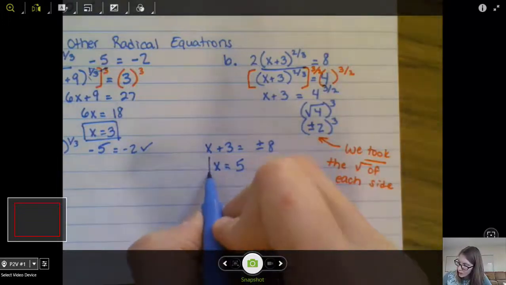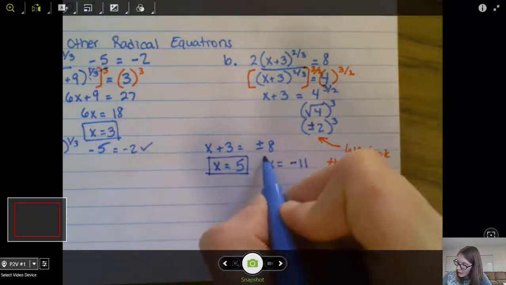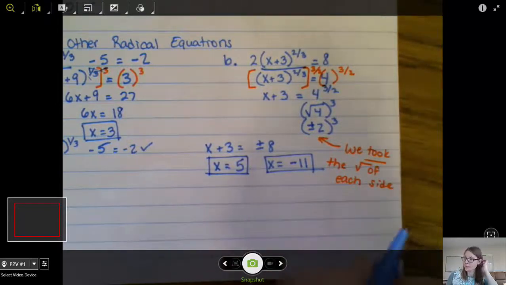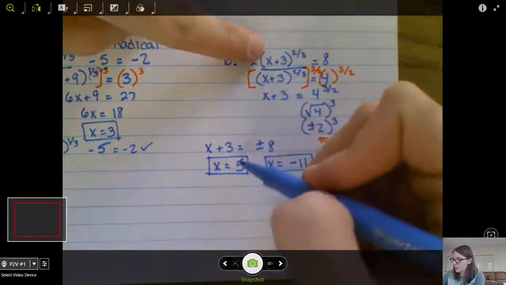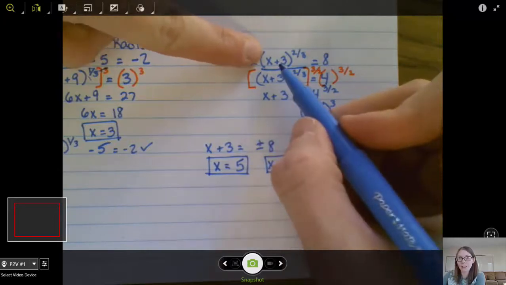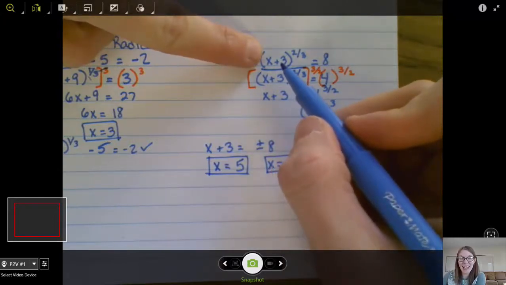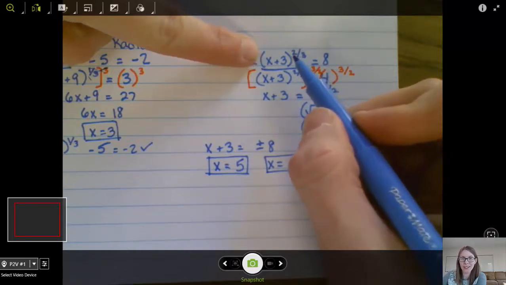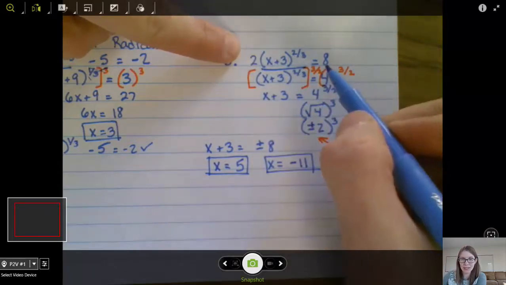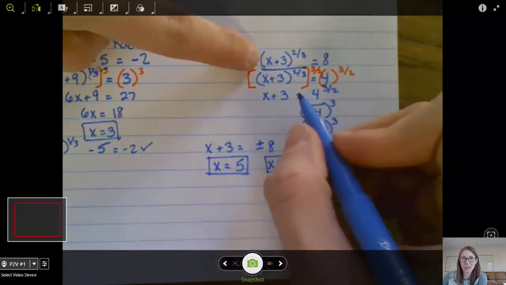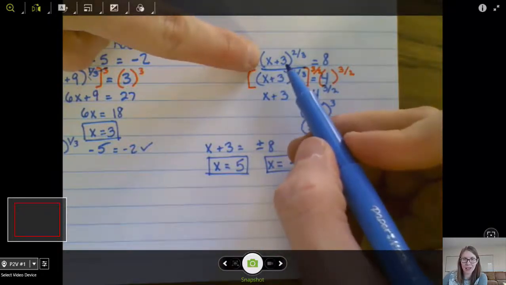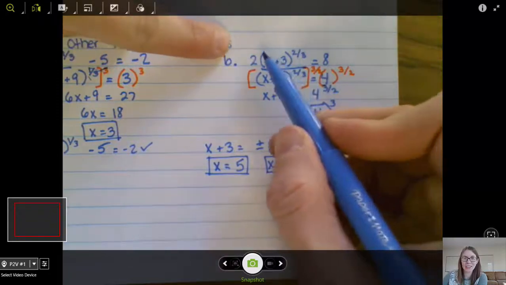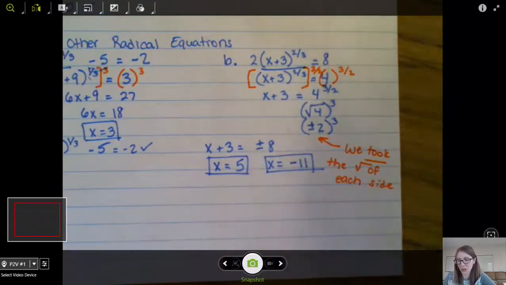And you'll find that if you plug both of these solutions back into your equation, they will both work. Okay. So you take 5 plus 3. 5 plus 3 is 8. The cube root of 8 is 2, squared is 4, times 2 is 8. That works. Negative 11 plus 3 is negative 8. The cube root is negative 2, squared is positive 4, times 2 is 8. So both of those solutions work.